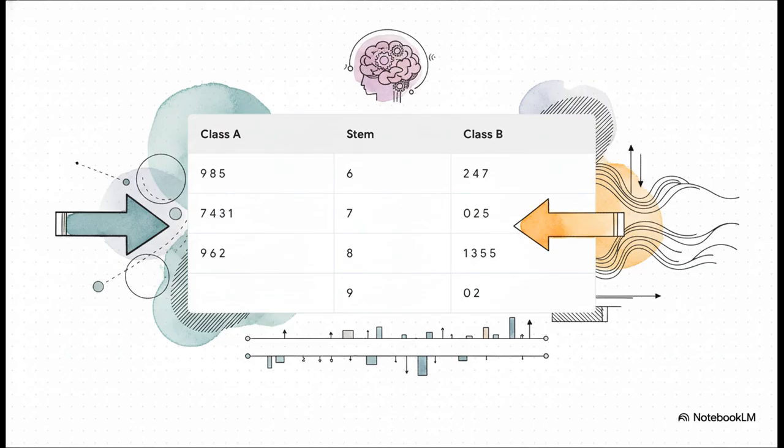This is a back-to-back plot. We've got Class A on the left and Class B on the right, and they're sharing that middle stem. Now, to read Class A, you have to read from the center outwards. So that's scores of 65, 68, 69. For Class B, you just read it normally, 62, 64, 67.